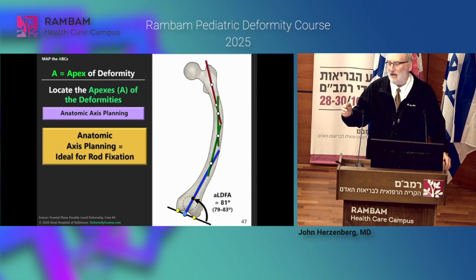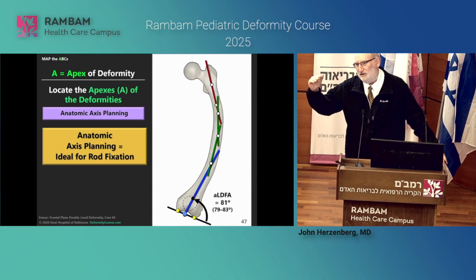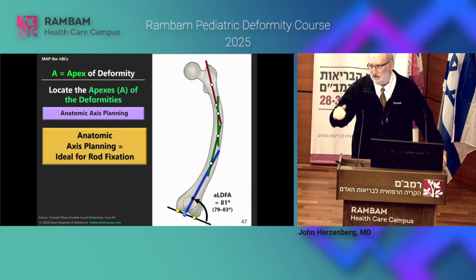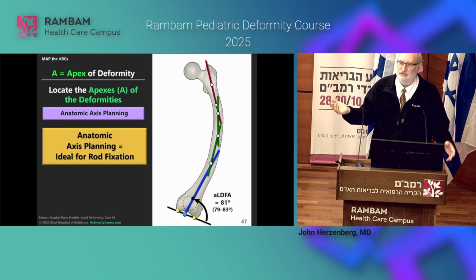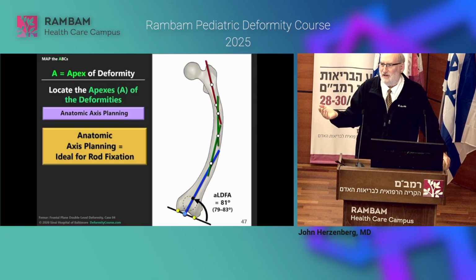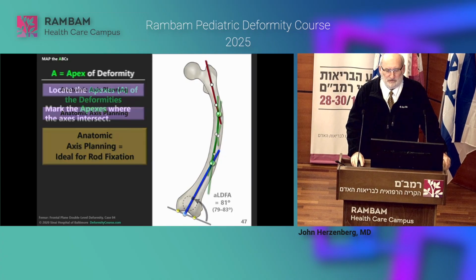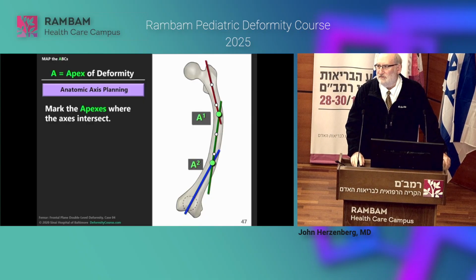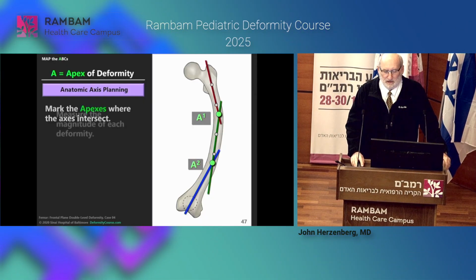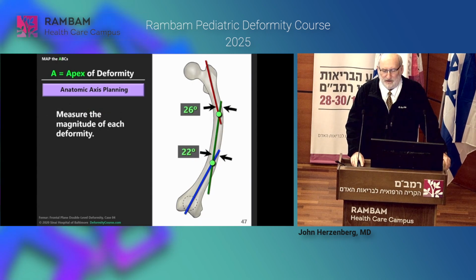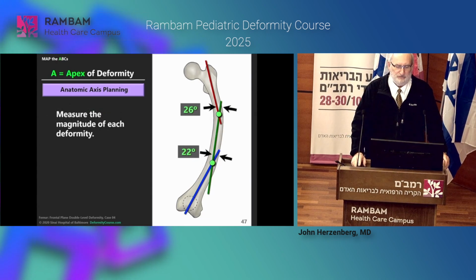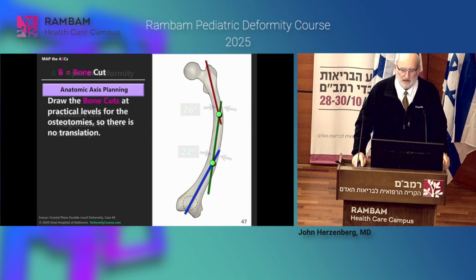And a curve could be like an infinite number of straight lines. But as surgeons, we can't do an infinite number of osteotomies. So you have to do something that's practical. So practical would be to do two osteotomies. We have apex 1 and apex 2. And they both have different values, 26 degrees above, 22 degrees below.